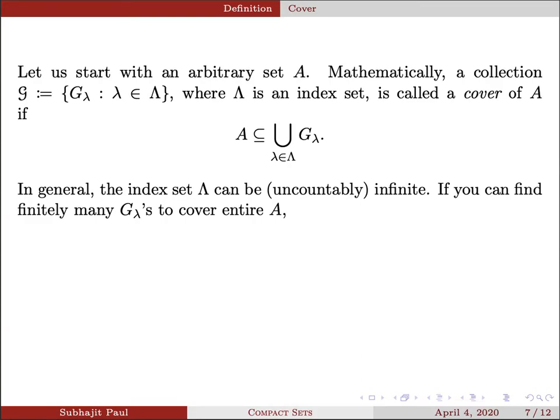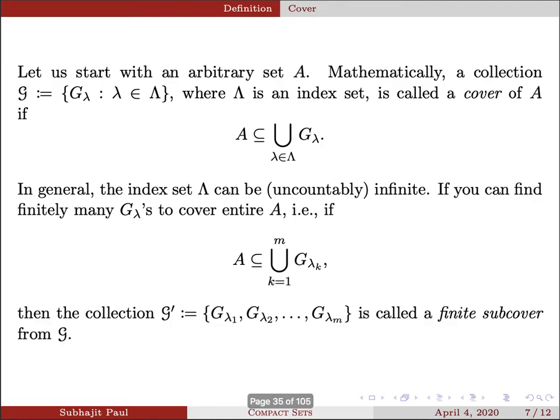So you need only finitely many. If you can find finitely many G lambdas from this collection, that is, if you can find the sets G lambda 1, G lambda 2, G lambda 3 up to G lambda n such that A is a subset of the union of all of them, then this collection of open sets will be called a finite subcover from G. Okay, so this is cover and finite subcover.